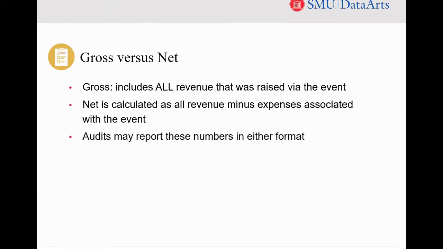So it's important to keep in mind that your audit may report these numbers in either format. There isn't a specific rule for how audits must report this number. Your accounting rules will allow you and your auditor to make a decision about how to report this information. So in the CDP, we'll ask you to identify if the number is gross versus net. And if it is net, to report the fundraising event expenses that have been subtracted from the event revenue.